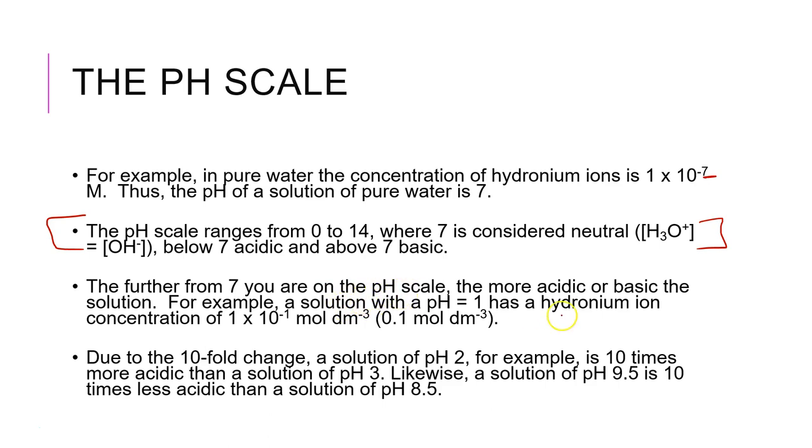So if we have a pH of 1, it will have a concentration of 1 times 10 to the negative 1 moles per litre, or 0.1 moles per decimeter cubed, which is the same as moles per litre. So if it has a pH 2, then we change that by 10-fold. This is an easy way for us to figure out the concentrations of hydronium when looking at pH.